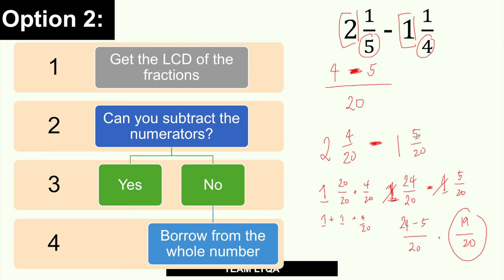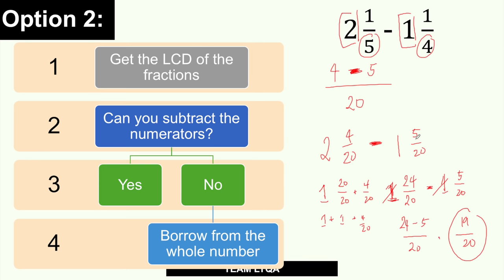Okay? So, what you'll do here, again, get the LCD of the fractions. So, 5 and 3. The LCD of that is 15. Okay? So, I'll multiply this by 3, so I also multiply the top by 3. So, that is 12 over 15 minus, this one, I'll multiply by 5. So, that is 5 over 15. Okay? Now, next question, can I subtract the numerators? 12 minus 5, can I? Yes, because the answer there would just be 7 over 15.